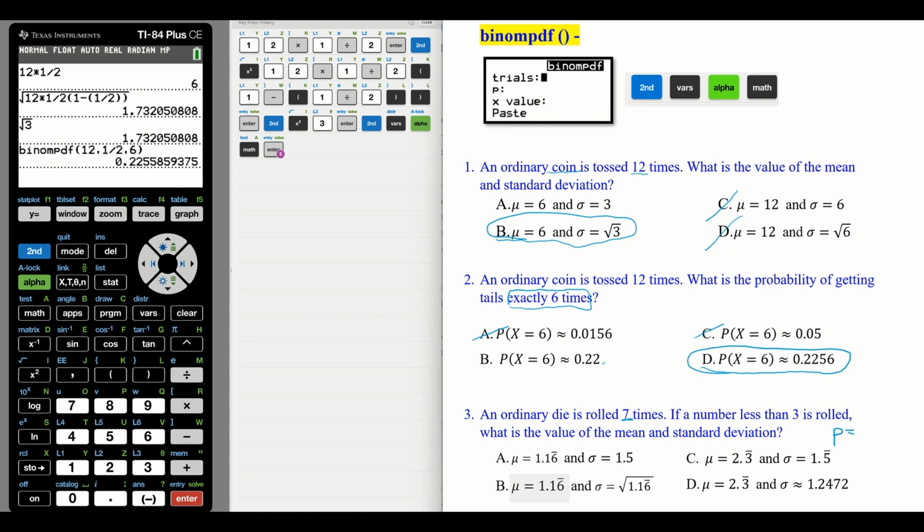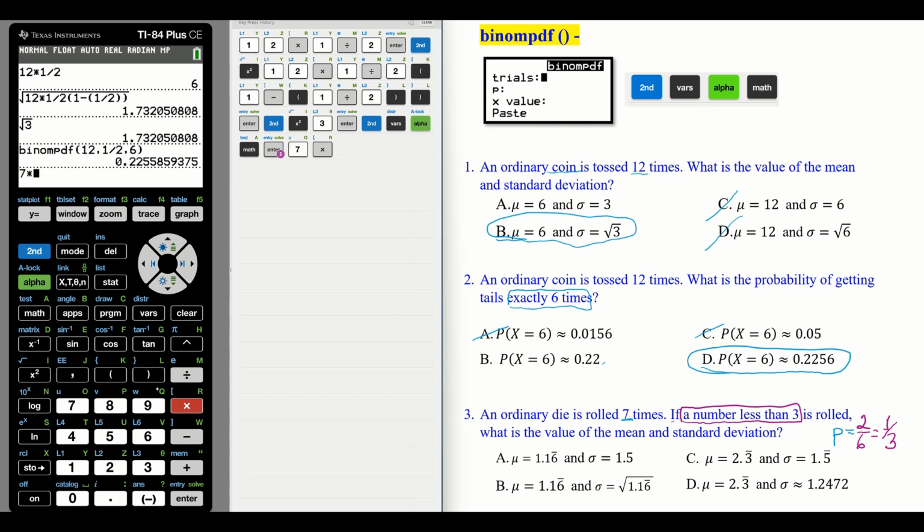P actually is determined by a number less than 3. That's changing our probability. So that means we have numbers 1 and numbers 2, which is 2 over 6 or 1/3. Okay, you don't have to simplify this, put it in the calculator. So we have n is 7.